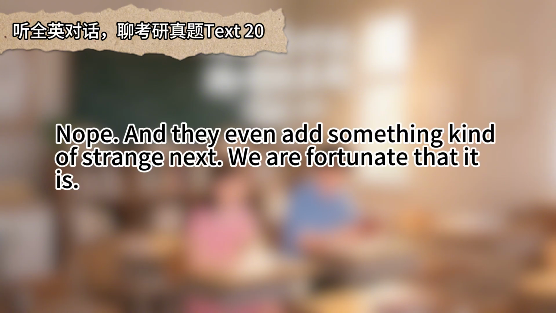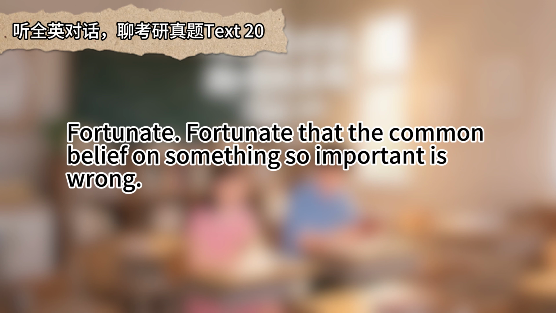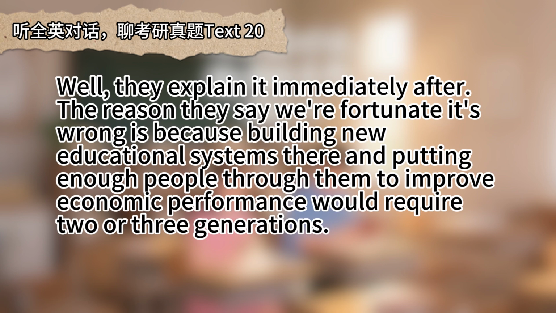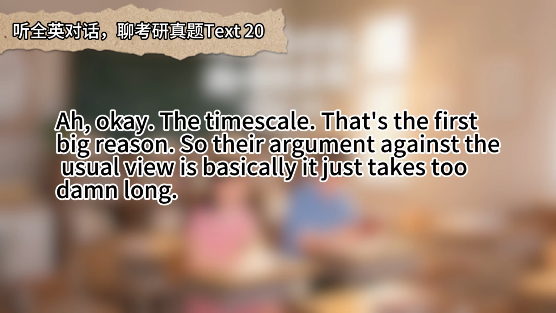Nope. And they even add something kind of strange next. We are fortunate that it is. Fortunate. Fortunate that the common belief on something so important is wrong. That sounds weird. Why fortunate? Well, they explain it immediately after. The reason they say we're fortunate it's wrong is because building new educational systems there and putting enough people through them to improve economic performance would require 2 or 3 generations. Okay. The time scale. That's the first big reason. So their argument against the usual view is basically it just takes too long.